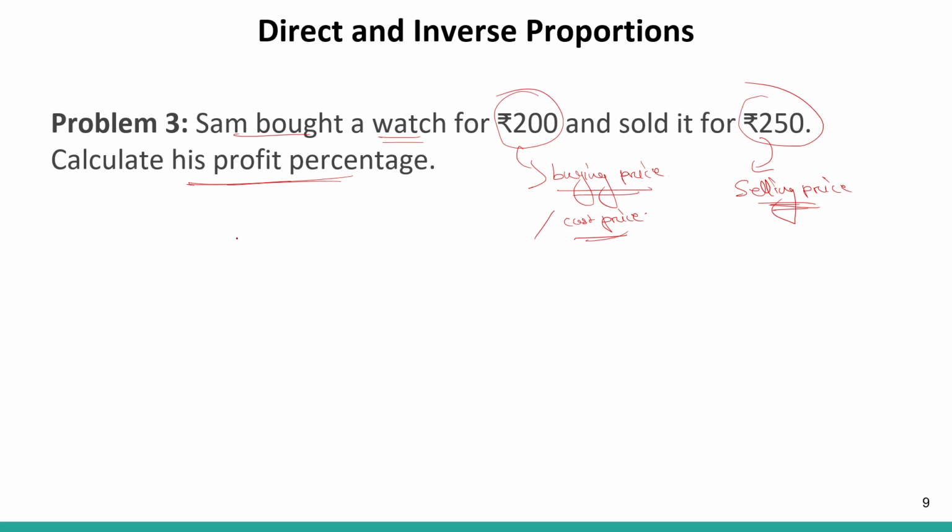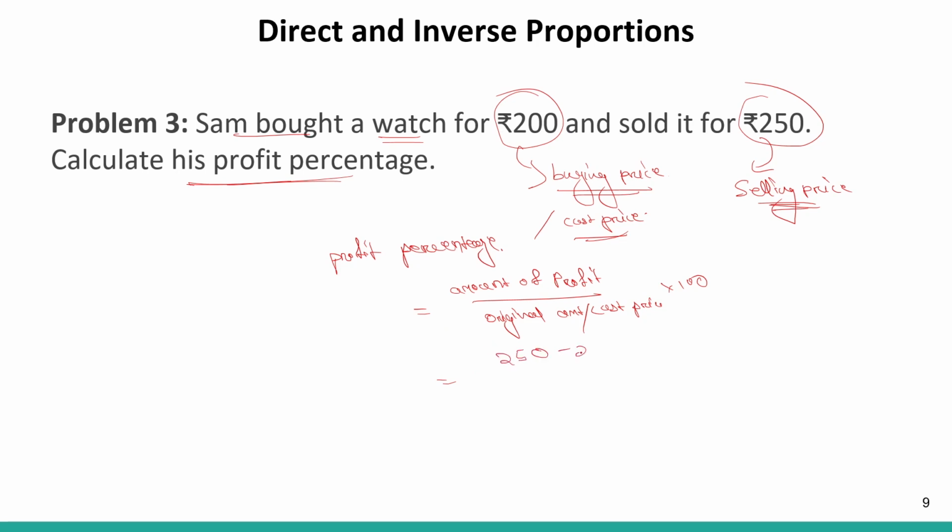We want to calculate his profit percentage. As I remember, the profit percentage formula is: profit percentage is equal to the amount of profit, whole by the original amount or cost price, into 100. So the amount of profit will be 250 minus 200.